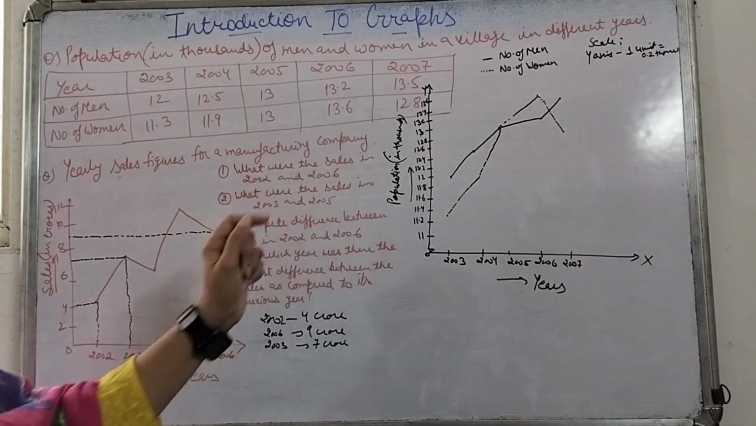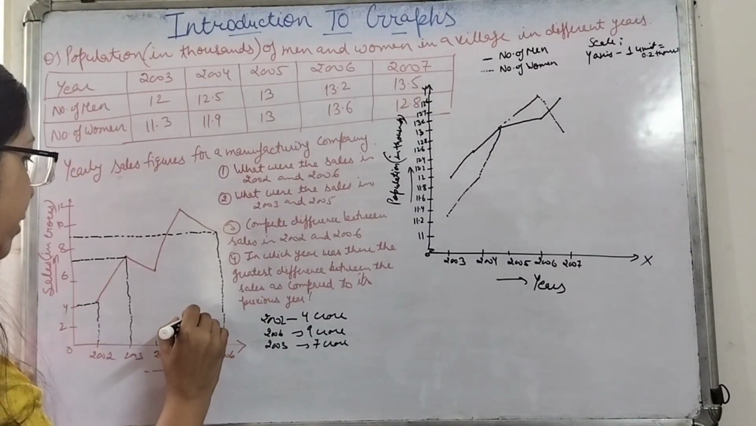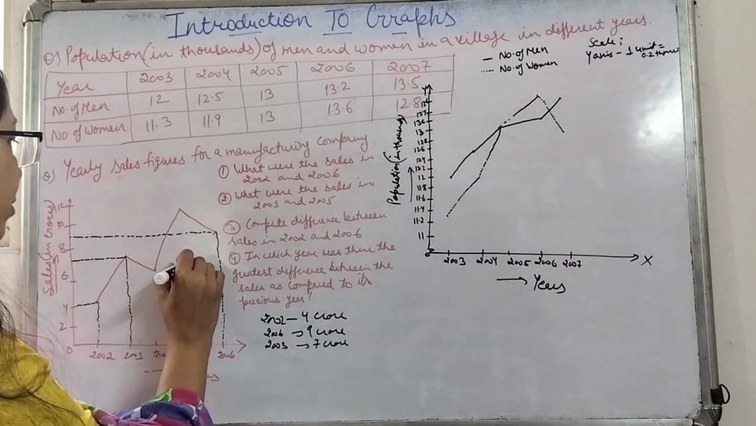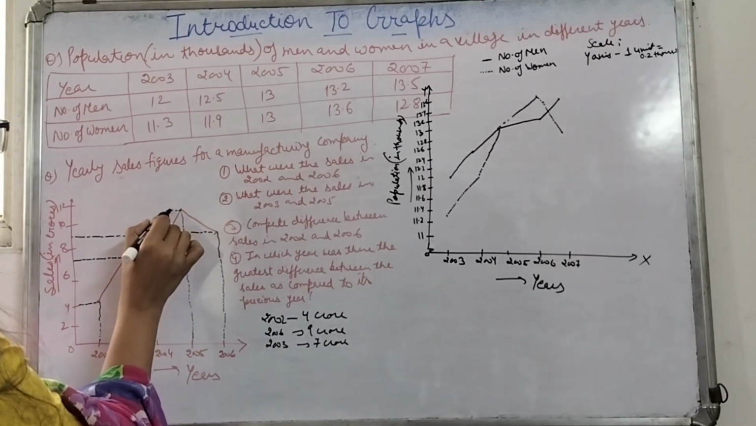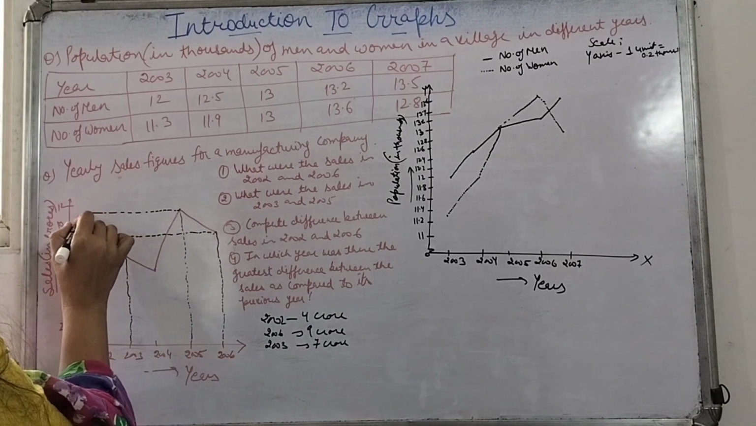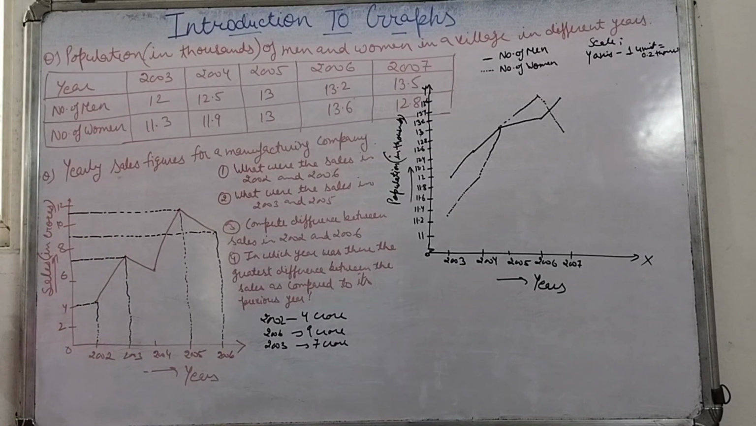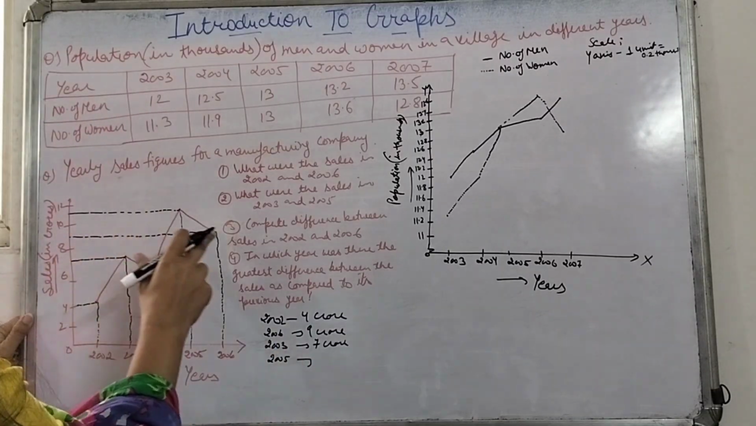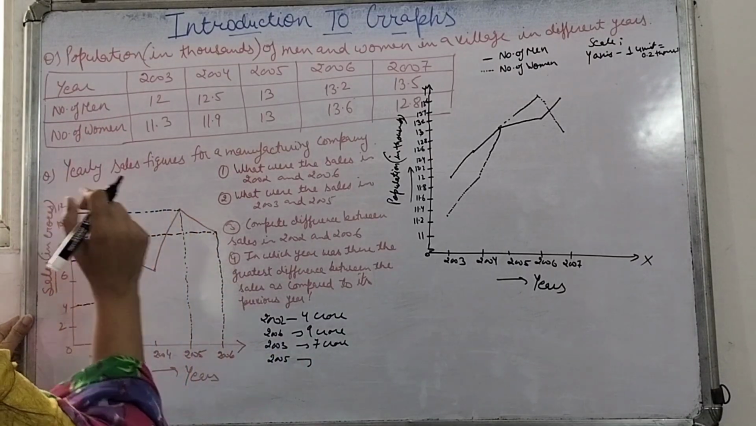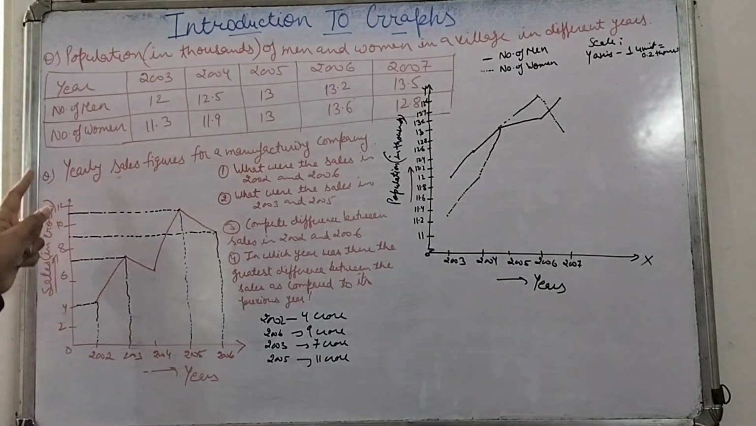The next is 2005. In the year 2005, again we will make a vertical line from here, 2005. When it touches the point, from this point we will make a horizontal line wherever it touches the y-axis. This is 11. So in the year 2005, this is 11 crore. So this is the information we are getting from this line graph.